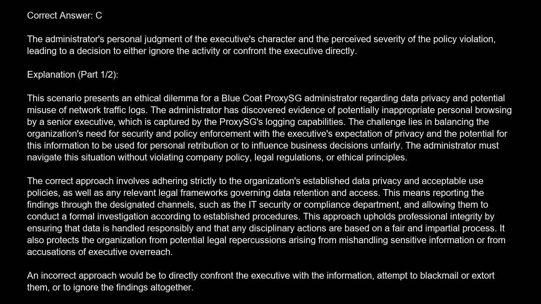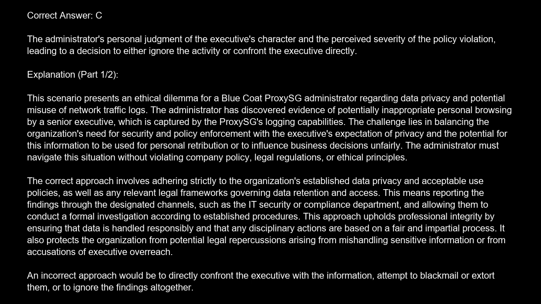Explanation. This scenario presents an ethical dilemma for a Blue Coat ProxySG administrator regarding data privacy and potential misuse of network traffic logs. The administrator has discovered evidence of potentially inappropriate personal browsing by a senior executive, which is captured by the ProxySG's logging capabilities. The challenge lies in balancing the organization's need for security and policy enforcement with the executive's expectation of privacy, and the potential for this information to be used for personal retribution or to influence business decisions unfairly. The administrator must navigate this situation without violating company policy, legal regulations, or ethical principles.